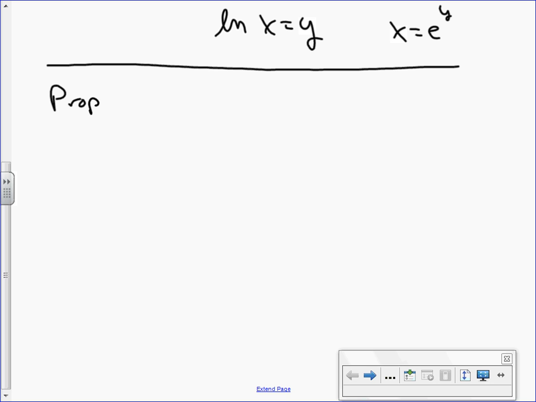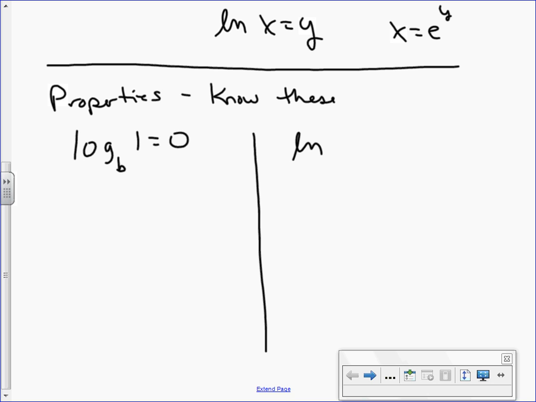There are some properties that you need to be aware of. Actually, you need to know them, not just be aware of them. Okay? 1, the log base b of 1 is always 0. It doesn't matter what the base is. That means that the natural log of 1 is 0. This is going to show up in a lot of equations, and it'll be awfully nice if you could just see a natural log of 1 and then get rid of it, because it's 0.